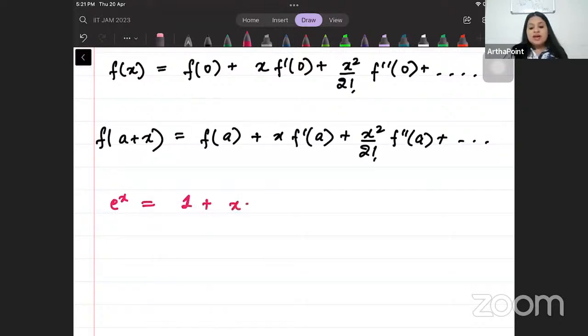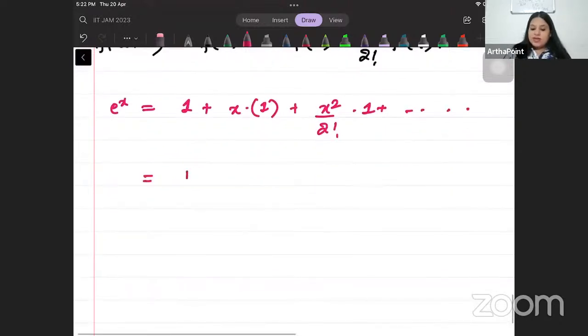E to the power x, if I differentiate it, it is going to be e to the power x only. And e to the power x evaluated at 0 is e to the power 0, and e to the power 0 is 1. So into 1 plus x square by 2 factorial into 1 and so on. So when we open this up, this gives me 1 plus x square by 2 factorial, and the last term will be x to the power r by r factorial.